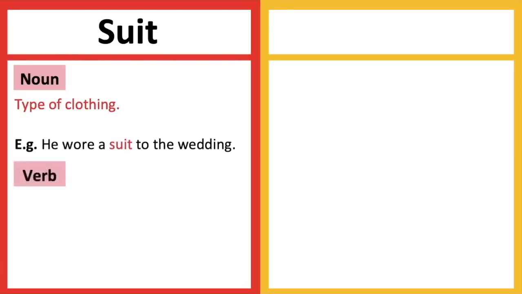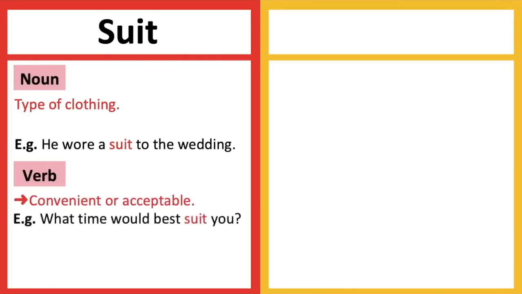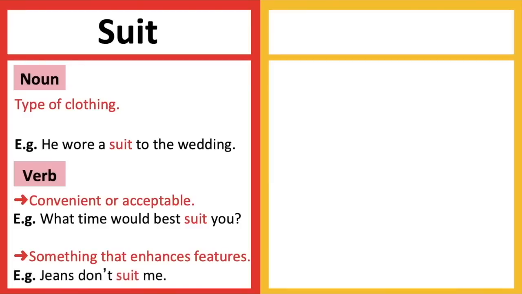As a verb, it means convenient or acceptable. For example, if you're scheduling a meeting with someone, you may ask, "What time would best suit you?" So what time would be convenient for you? As a verb, it also refers to something that enhances your features. This can be a specific hairstyle, a color, or a specific style of clothing that makes someone look more attractive. For example, jeans don't suit me.